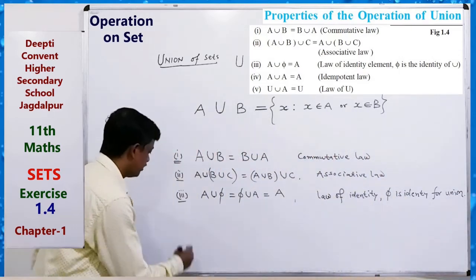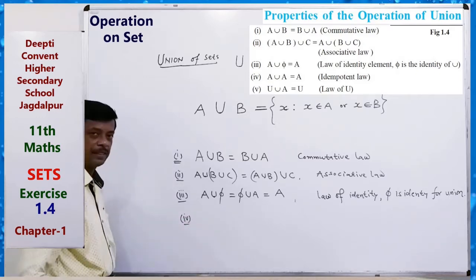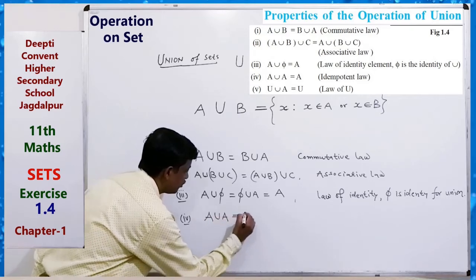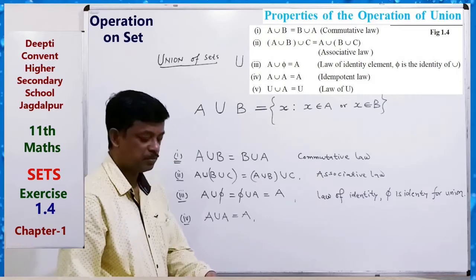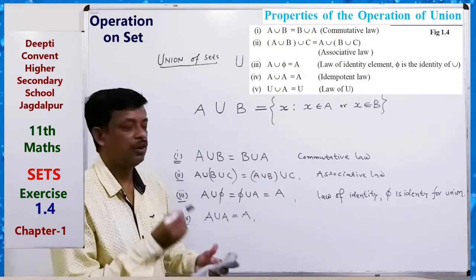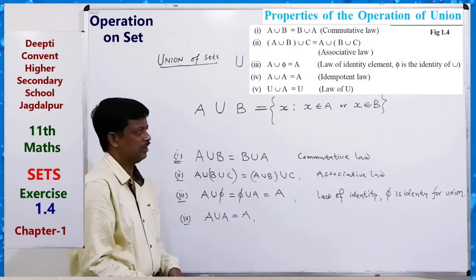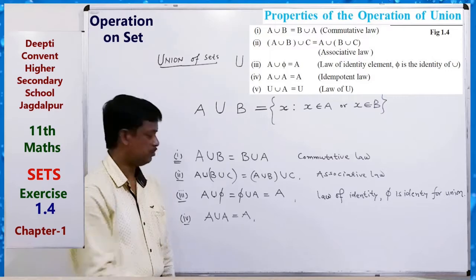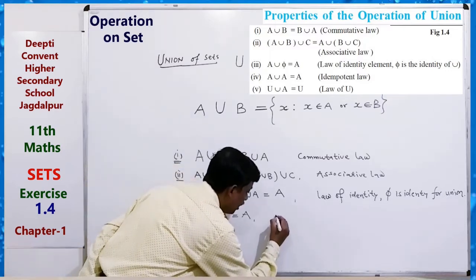Fourth, A union A equals A. This is the idempotent law. For A union A, x belongs to A or x belongs to A. That means we get set A. So this is called the idempotent law.